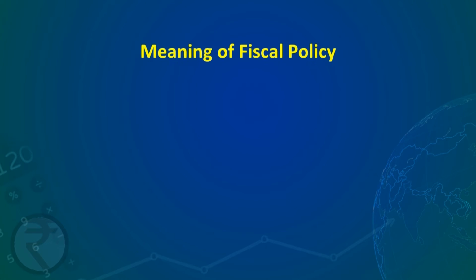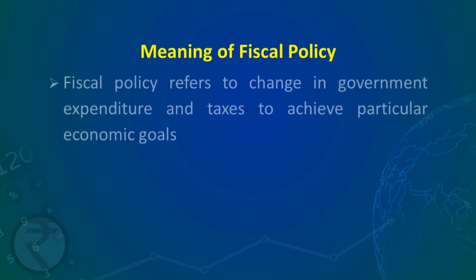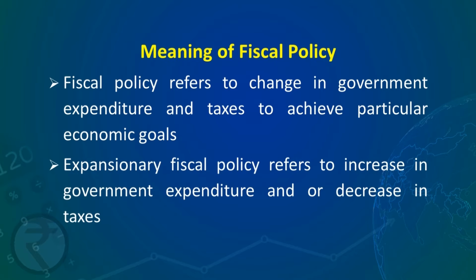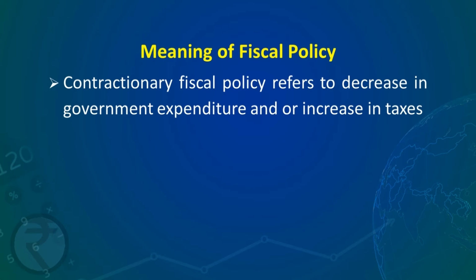Now, what is the meaning of fiscal policy? Fiscal policy refers to change in government expenditure and taxes to achieve particular economic goals. Expansionary fiscal policy refers to increase in government expenditure and or decrease in taxes. Contractionary fiscal policy refers to decrease in government expenditure and or increase in the taxes.